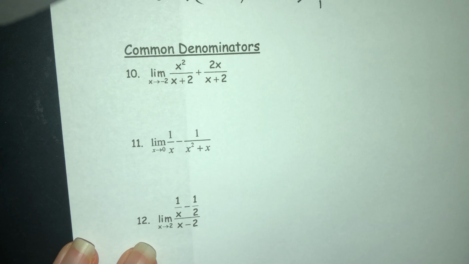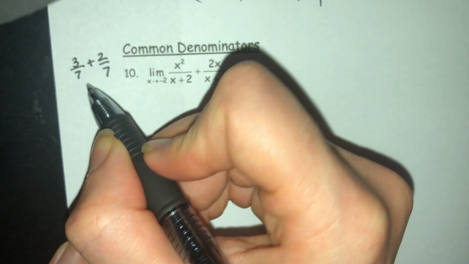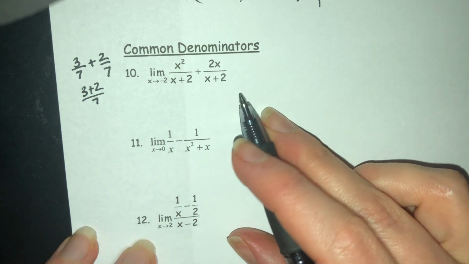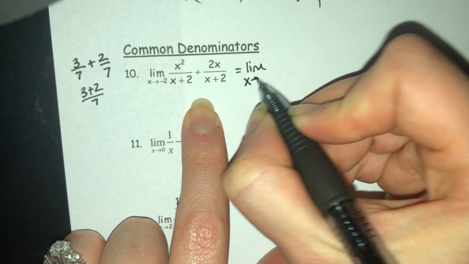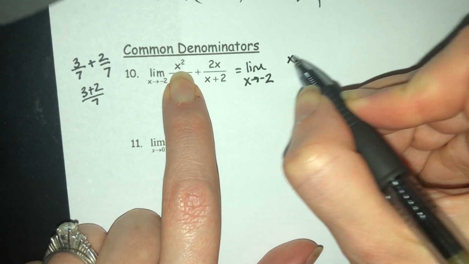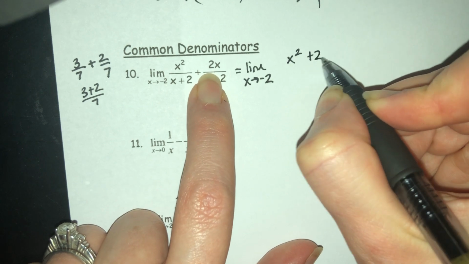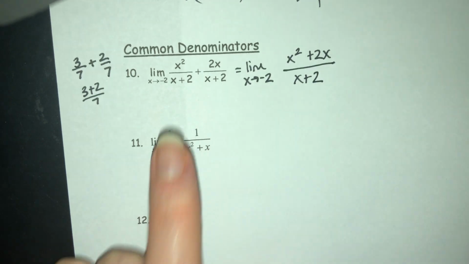So just like a little recap, this is like adding 3/7 plus 2/7. You have a common denominator, you just put the numerators together, 3 plus 2 over 7, right? That's what we're going to do. So the limit as x approaches negative 2 of x squared plus 2x, adding my numerators together, over x plus 2 in the denominator.